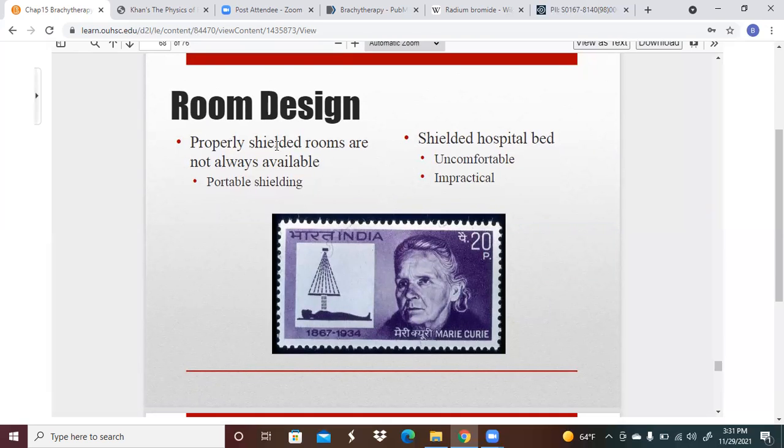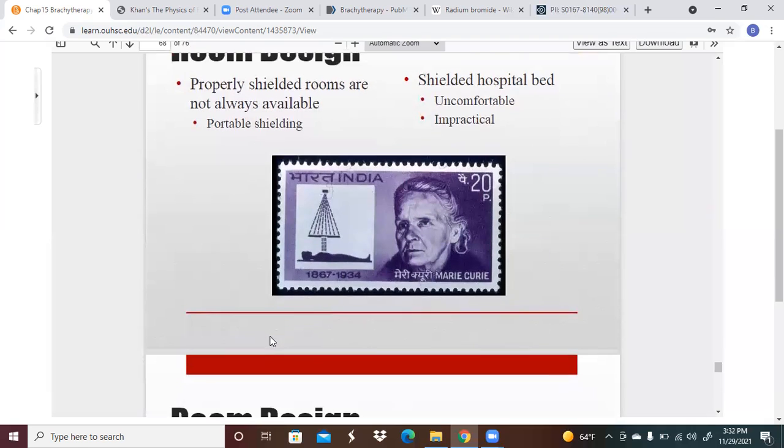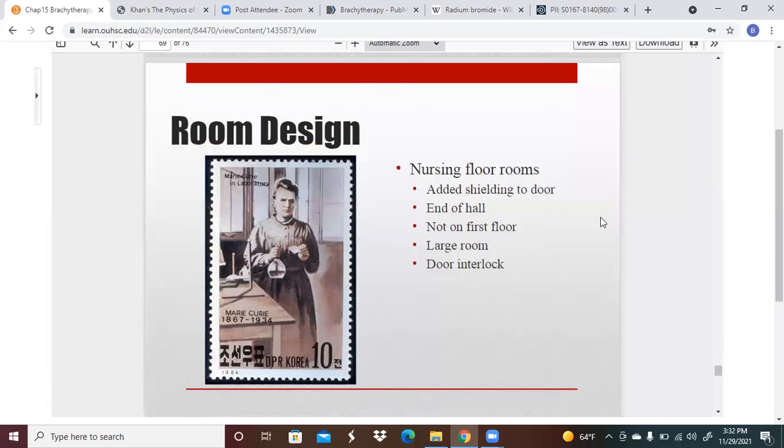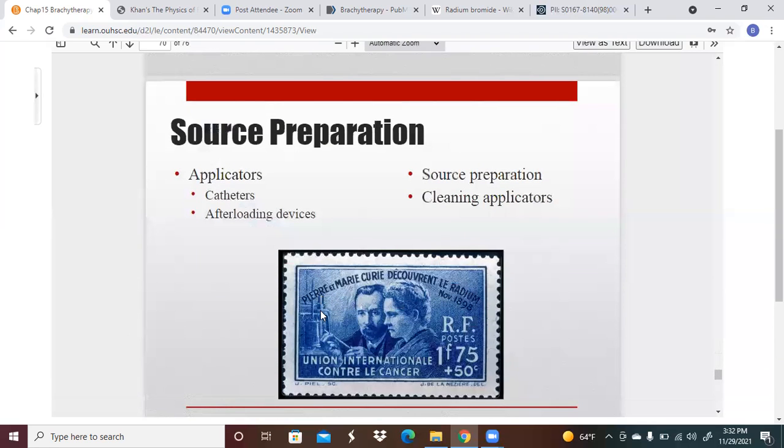Room design. Properly shielded rooms are not always available, so sometimes portable shielding is necessary. A shielded hospital bed is uncomfortable and impractical. We'd like to avoid that as much as possible. Nursing floor rooms have added shielding to the door to prevent radiation from escaping. They're usually at the end of the hall, so nobody goes down there. Not generally on the first floor, usually a larger room. Why? It allows more distance between you and the source. And you have a door interlock to regulate who comes in and out.